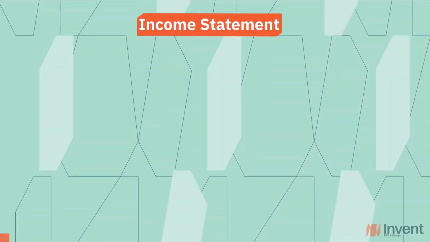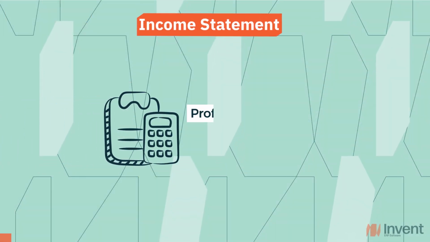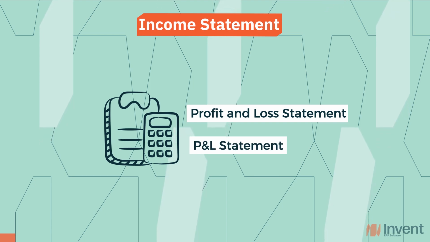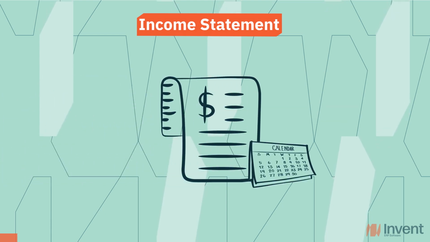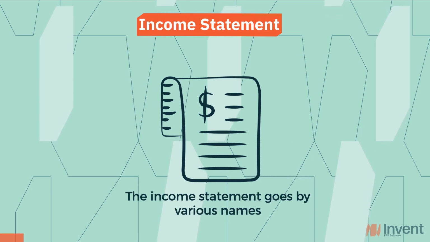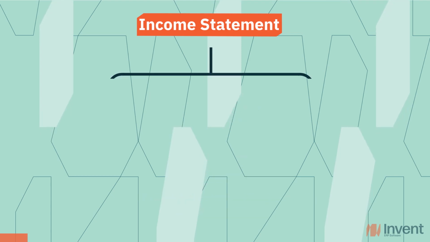What is an income statement? Is it the same as a profit and loss statement, or what is sometimes called a P&L statement? An income statement provides a summary of a company's earnings over a specific period. The income statement goes by various names, each offering insight into what this tutorial on income statements will cover.